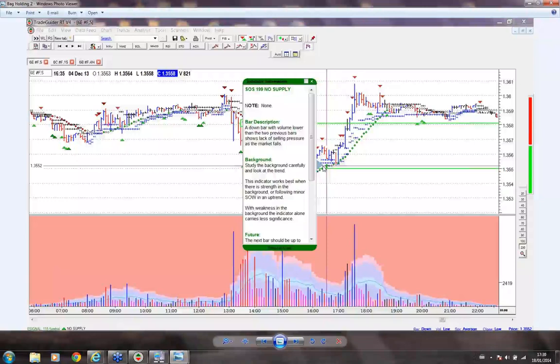And if you see it, you must think of long trades almost immediately. Any questions on this setup? Any questions at all?